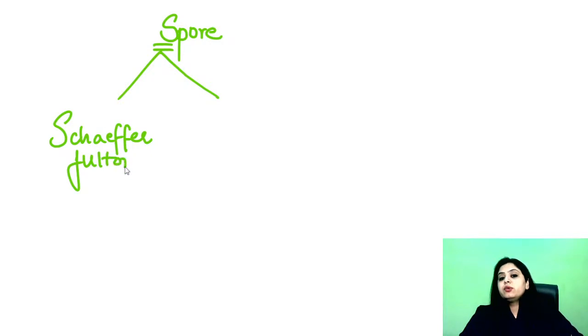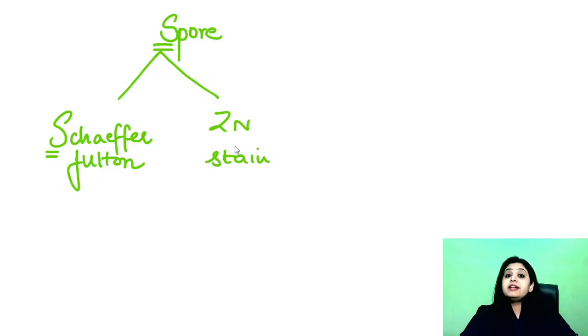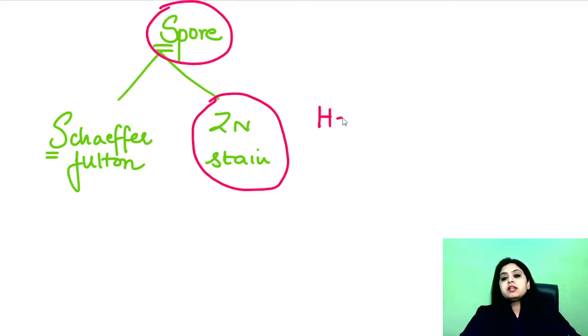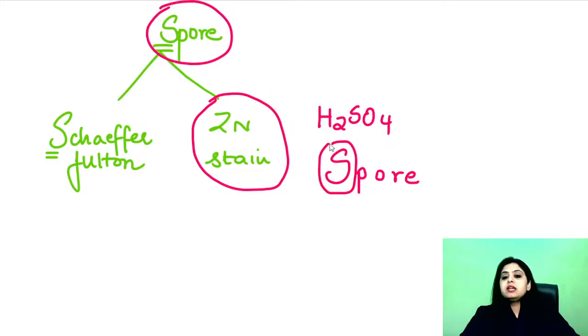And the other one is that we can also use the ZN stain. Gram staining will not show it well. Either you will use the S for S Schaffer and Fulton, or you will also use the ZN stain, that is acid fast. What question comes on the ZN stain? When you are trying to stain spore with a ZN stain, how much percentage of H2SO4 will you be using?